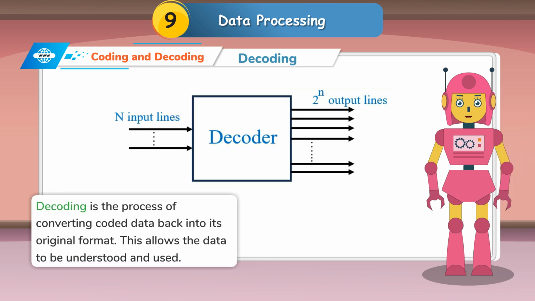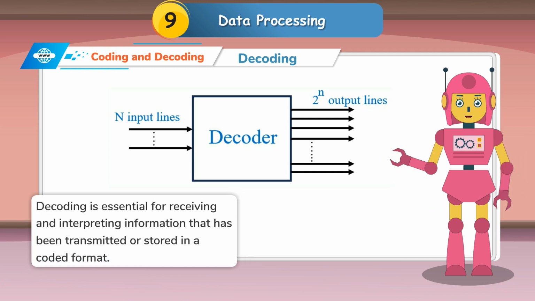Decoding. Decoding is the process of converting coded data back into its original format. This allows the data to be understood and used. Decoding is essential for receiving and interpreting information that has been transmitted or stored in a coded format.